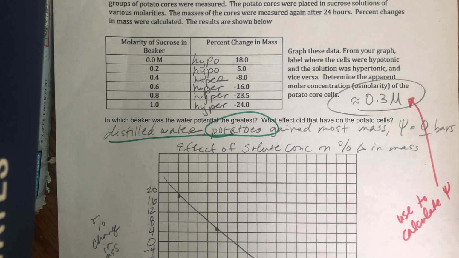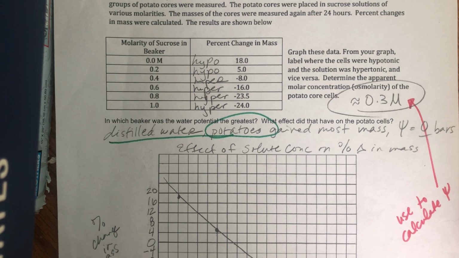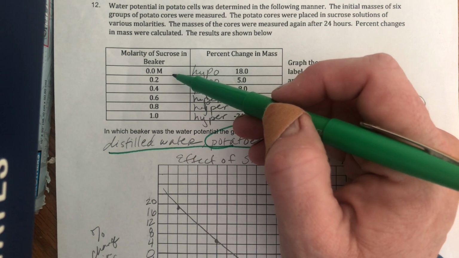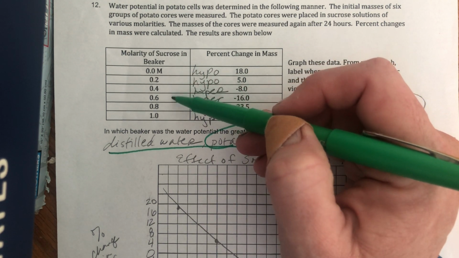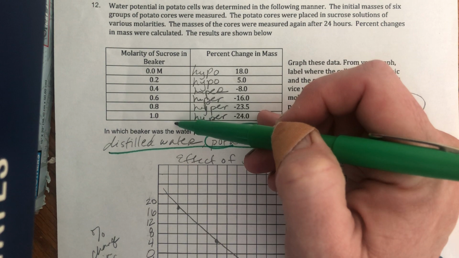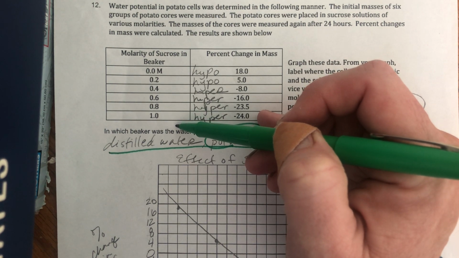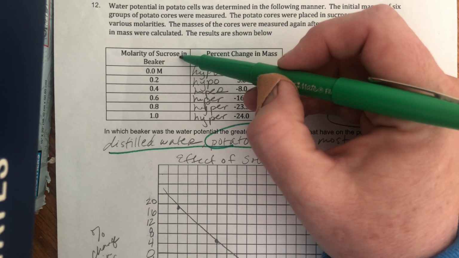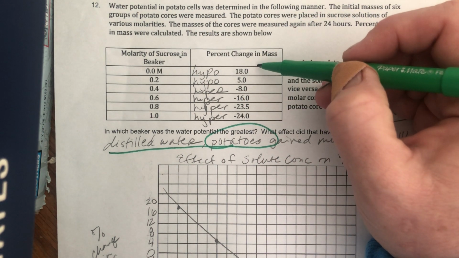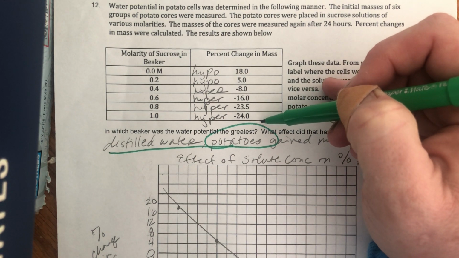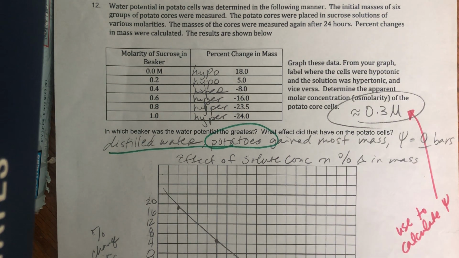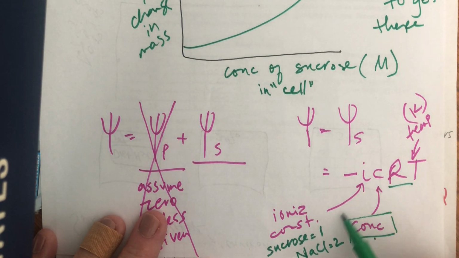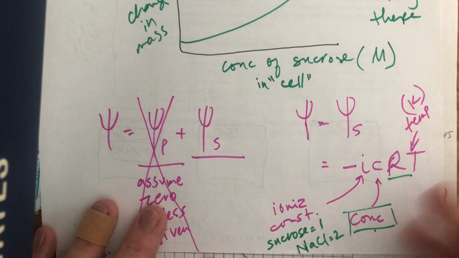We did this too. And instead of putting the potato slices in distilled water in a beaker, we put potato slices in distilled water in one beaker, then 0.2, then 0.4, 0.6, varying concentrations of sucrose. Now, what would happen if this sucrose was salt? The percent change in mass would be greater. Why? Because the water potential would be lower because salt has an ionization constant of 2.